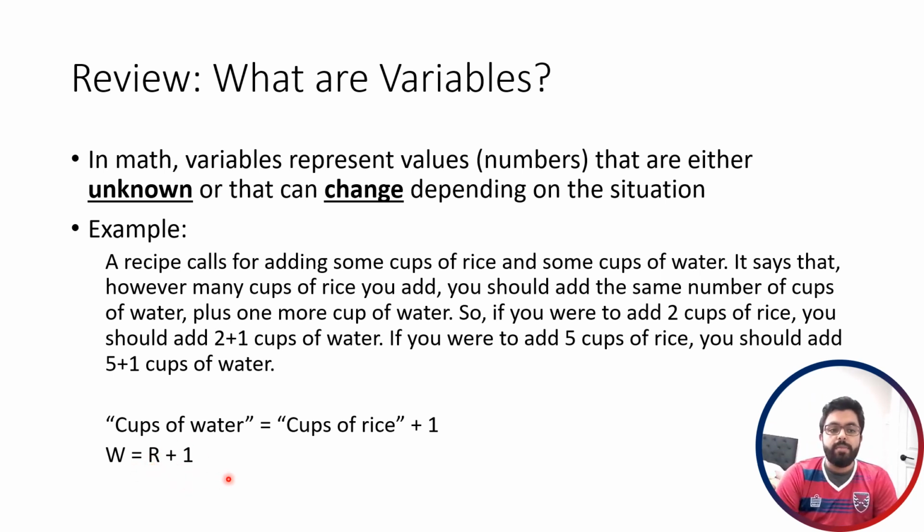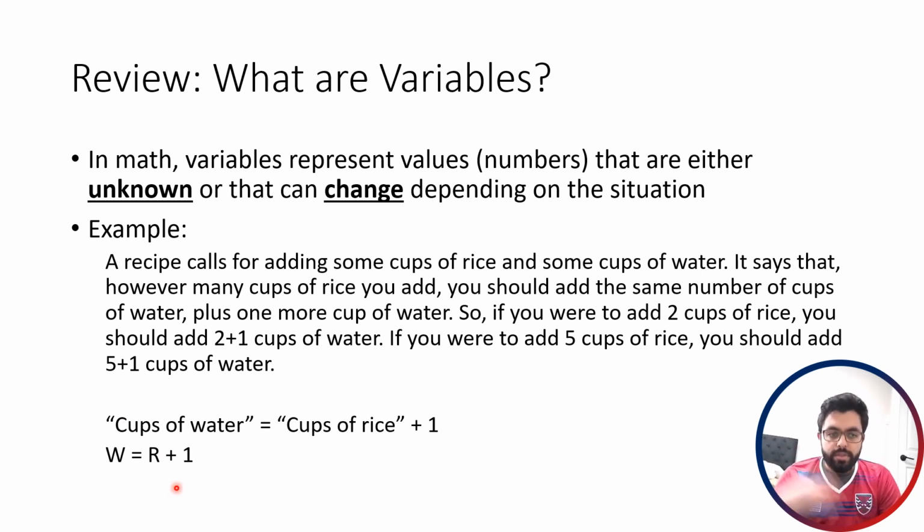And so in this type of expression, it's not telling you, oh, you have to put exactly 2 cups of rice, or exactly 3 cups of rice, or exactly 1 cup of rice. It's saying, I don't care how many you put in. You might be catering for 100 people, you might be cooking for yourself. But however many cups of rice you put in, put 1 extra cup of water. So this is an example of a variable.